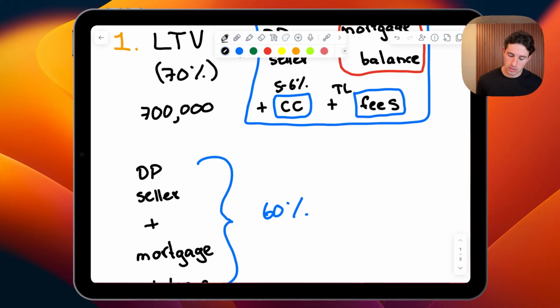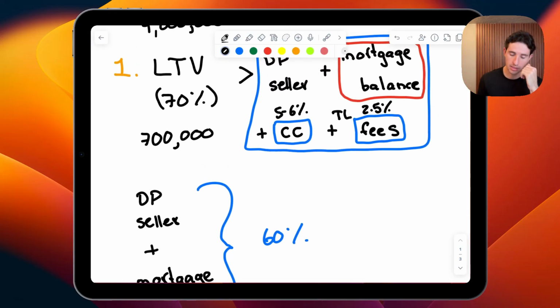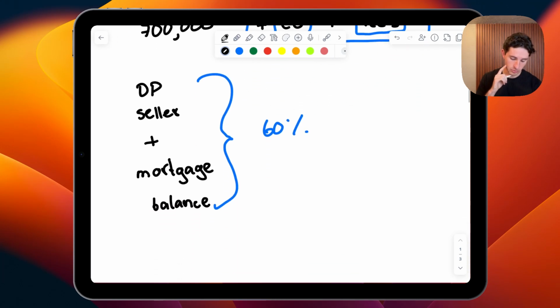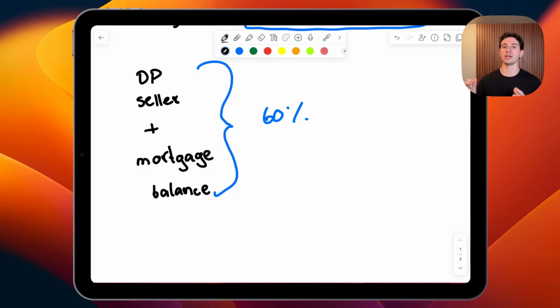And the transactional lender is going to charge you; this is what I charge, as I'm the transactional lender on Morby Stack Method transactions: 2.5% of the DSCR down payment plus closing costs. So it's about another 10%, something like that. So I like to do down payment to seller plus mortgage balance at 60%. And that's how you start playing with the numbers.